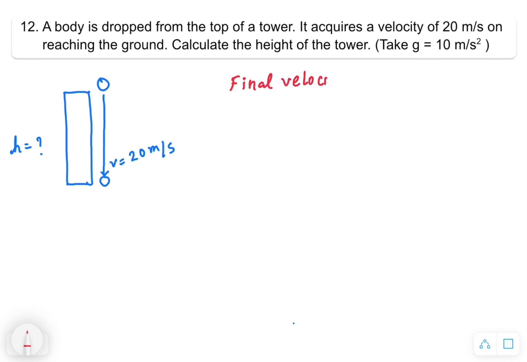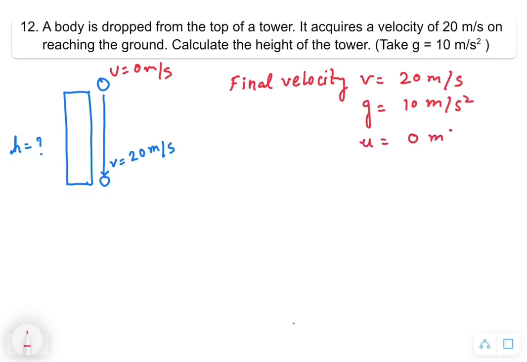Final velocity V is 20 meters per second. Acceleration due to gravity is 10 meters per second square. Initial velocity was 0. We are interested in finding the height of the tower. Let's use this equation. V square equal to U square plus 2GH.